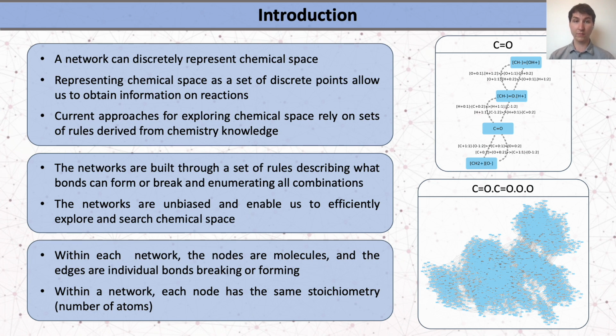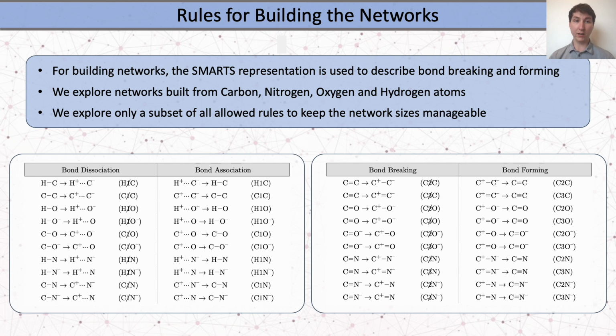So the rules for building these networks are based on the SMARTS representation, which is a way for describing bond breaking and forming for us. We specifically look at networks built from carbon, nitrogen, oxygen, hydrogen atoms. We could look at different atoms and different rules, but we stick to these atoms for now. We only explore a small subset of all the allowed rules to keep our network sizes manageable. And here we list all 40 of the rules that we utilize, which are mostly single, double, and triple bonds.